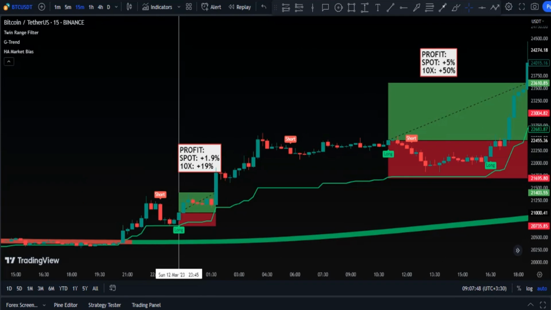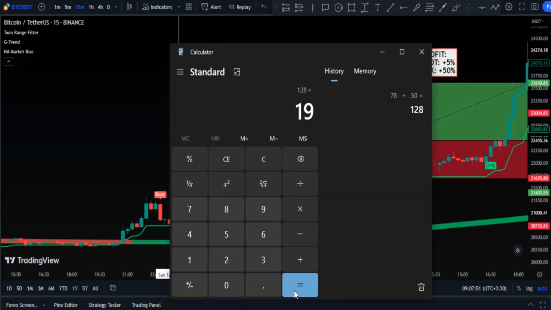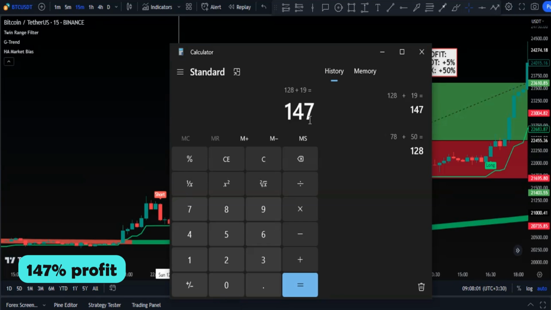As you can see, with making only 3 trading positions in the 15-minute time frame of the Bitcoin chart, we could gain 147% profit, and this is really amazing and extraordinary profit with these few trades for a strategy.